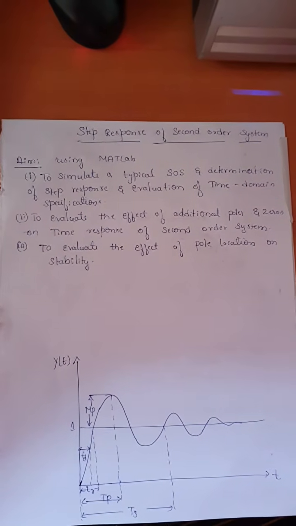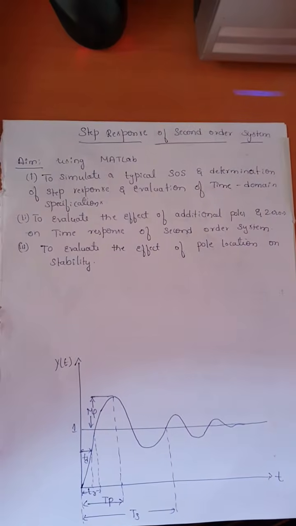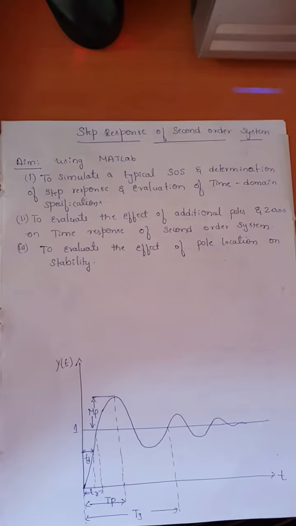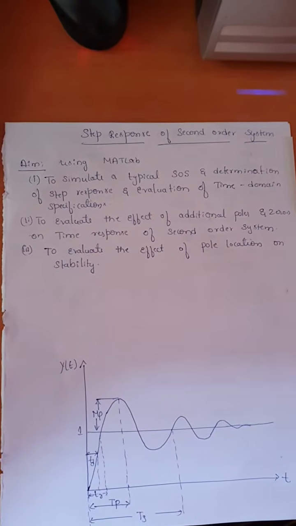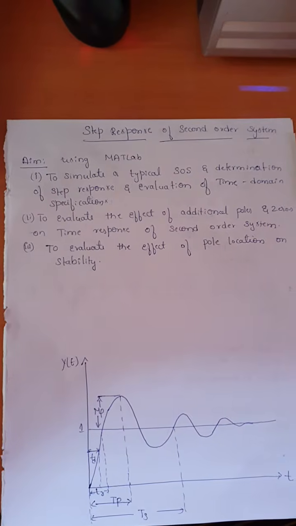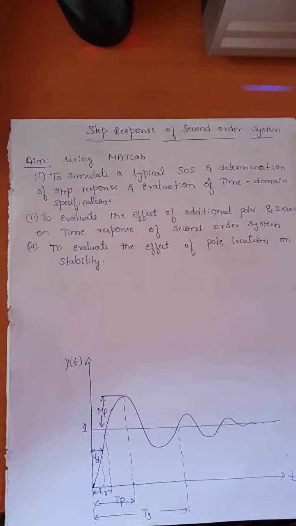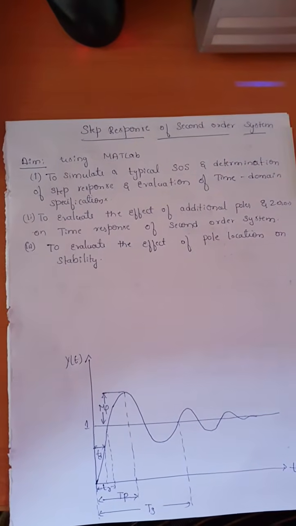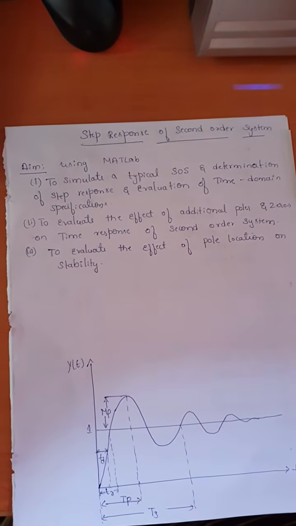So now coming to the time response. Time response is the response given by the system, which is a function of time, to the applied excitation. So this is what we call the time response of a control system. This time response has two types. One is the steady state response, the other one is the transient response.